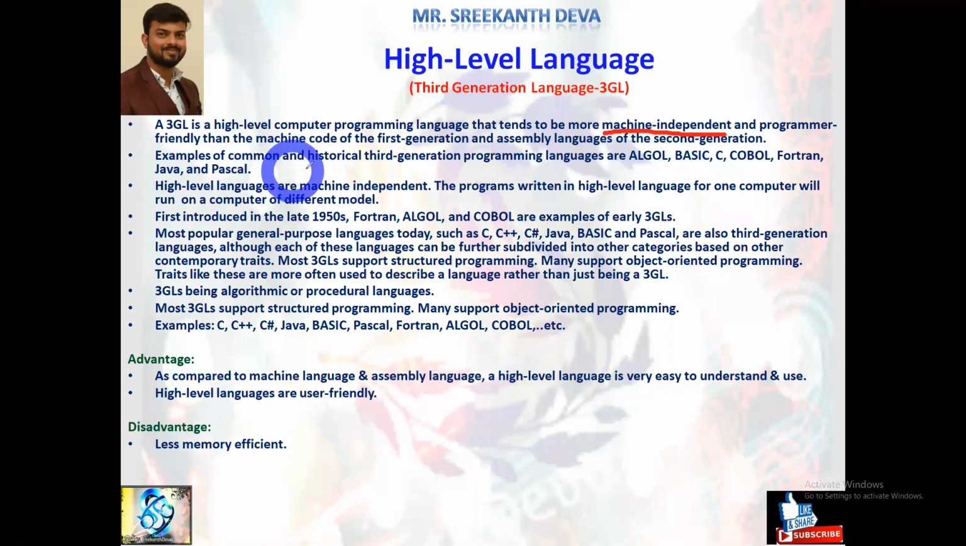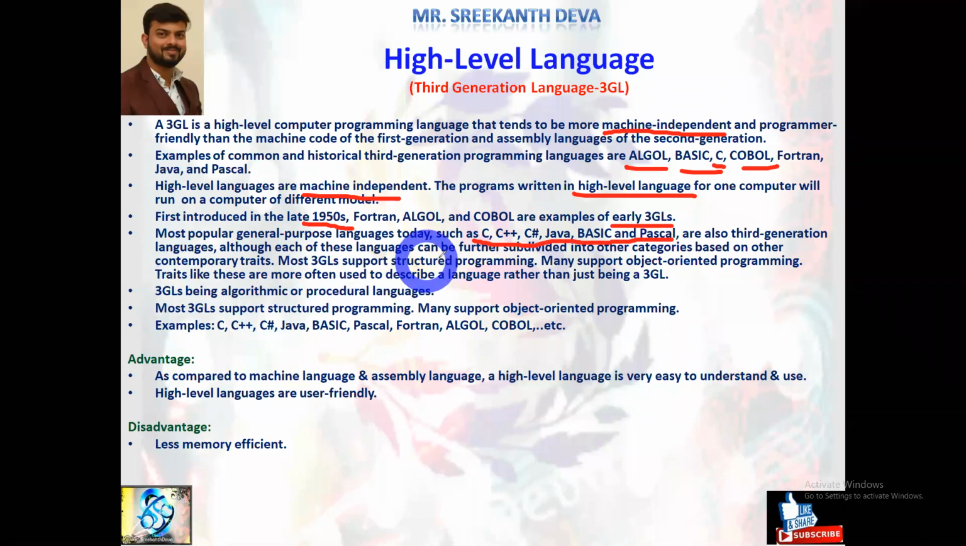The best examples of common and historical third generation programming languages are Algol, Basic, C, COBOL, Fortran, Java, and Pascal. These are all third generation languages. High level languages are machine independent. The programs written in high level languages for one computer will run on a computer of a different model. Languages first introduced in the 1950s like Fortran, Algol, and COBOL are examples of early third generation languages. Most popular general purpose languages nowadays, like C, C++, C Sharp, Java, Basic, and Pascal, are also third generation languages.